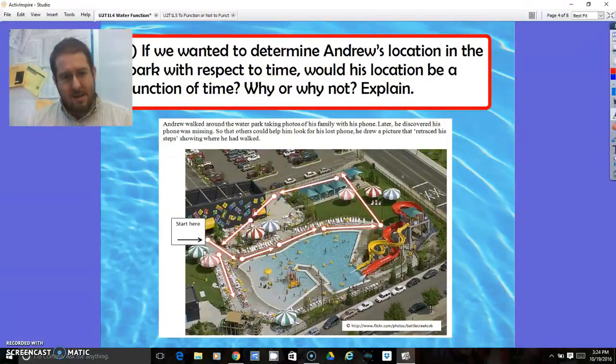And the reason why it is a function is because you can never have 2 locations at the same time. So your 2 variables are location and time. You can't have the same location in 2 different places at the same time. So therefore, each domain can only have 1 range. So this is a function.